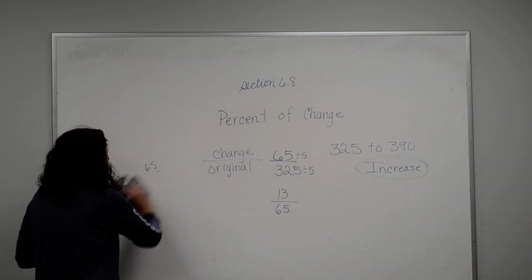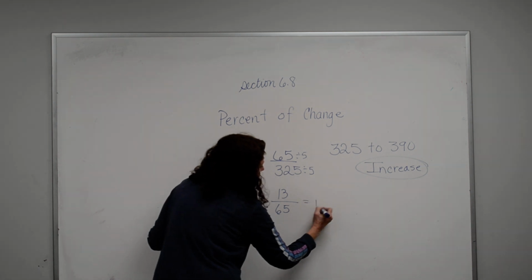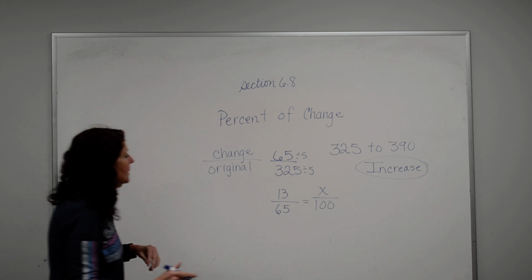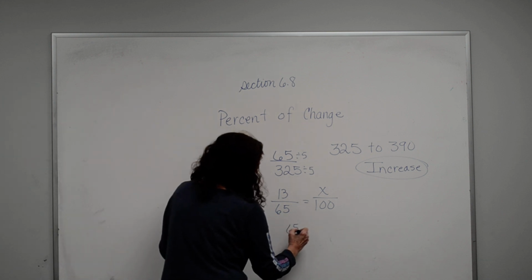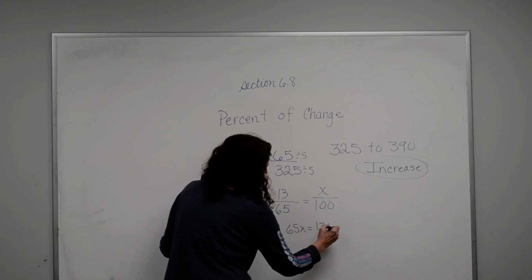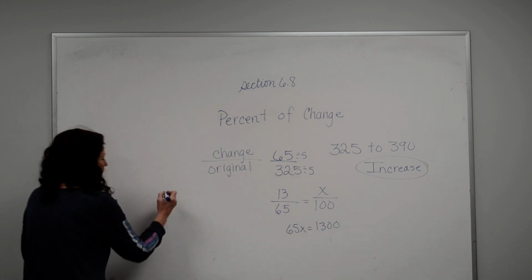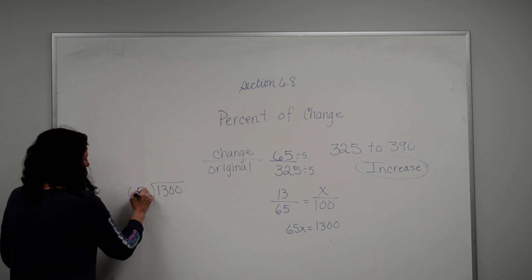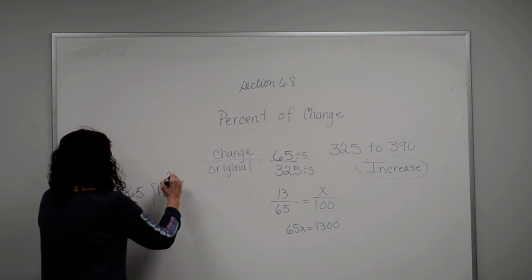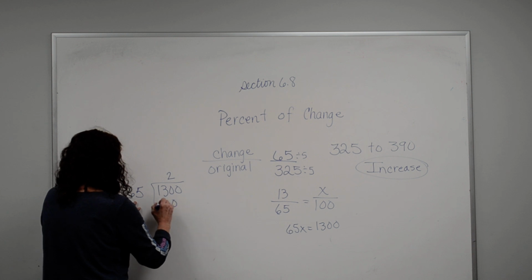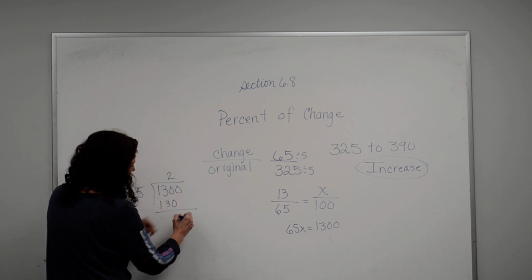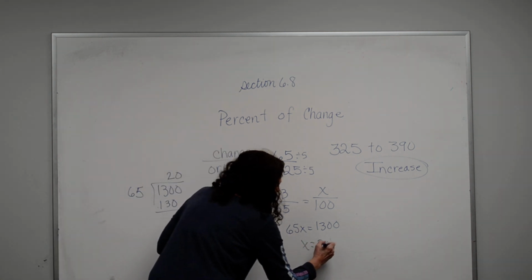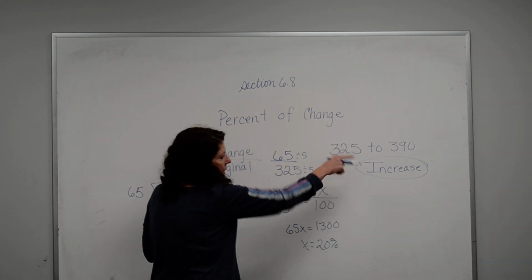Okay, so I'm going to take that fraction and I'm going to make a percent out of it by taking x over 100. Whatever I get for x is going to be my percent. So I have 65x is equal to 1300 when I cross product. So 1300 divided by 65 is going to give me my percent. So it's going to go 2 times. It comes out even, but you still have a 0 to bring down. So it's actually going to give me a 20% increase.